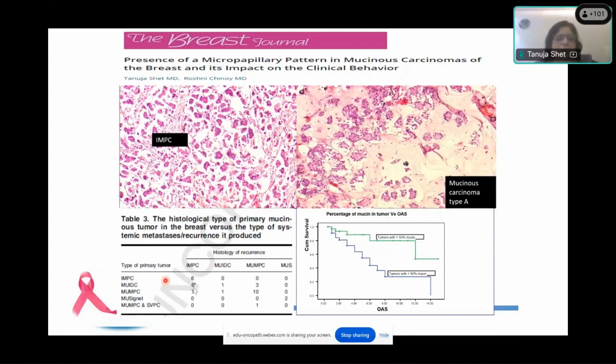You can see around this, I think around 20, 30 patients recurred as micropapillary. And when they recurred as micropapillary non-mucinous variants, they died of the disease. So everybody in Tata Hospital knows micropapillary, Dr. Tanuja. So I won't waste much of your time.